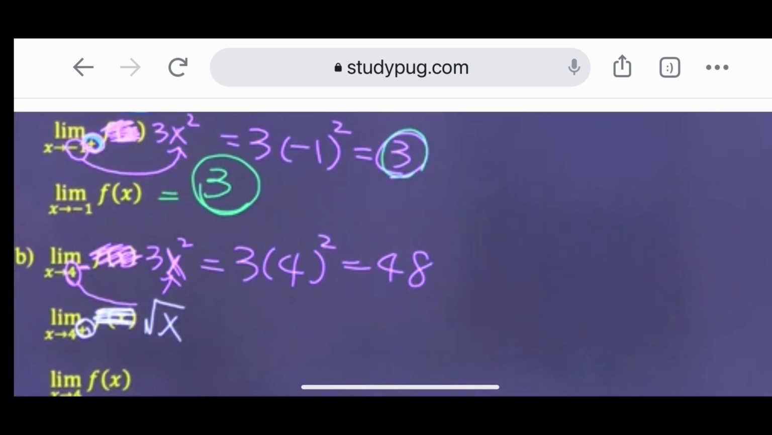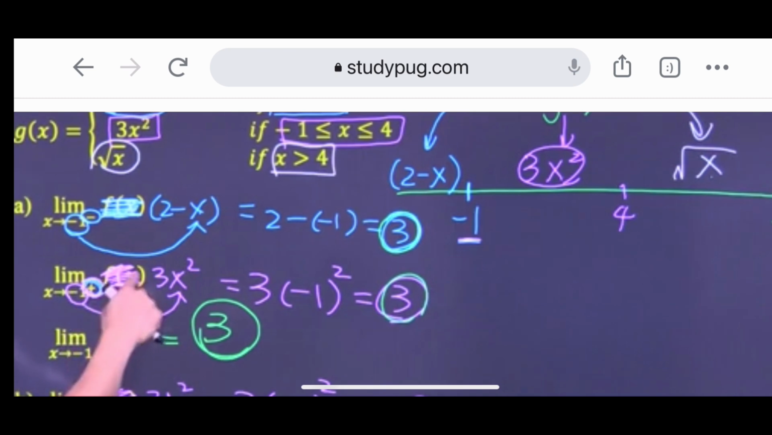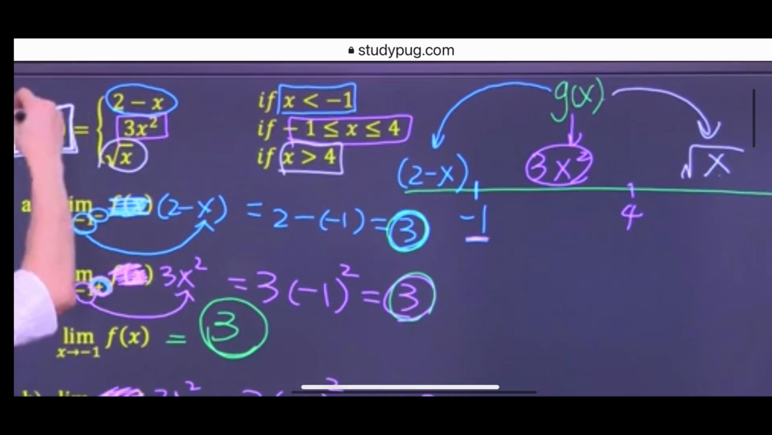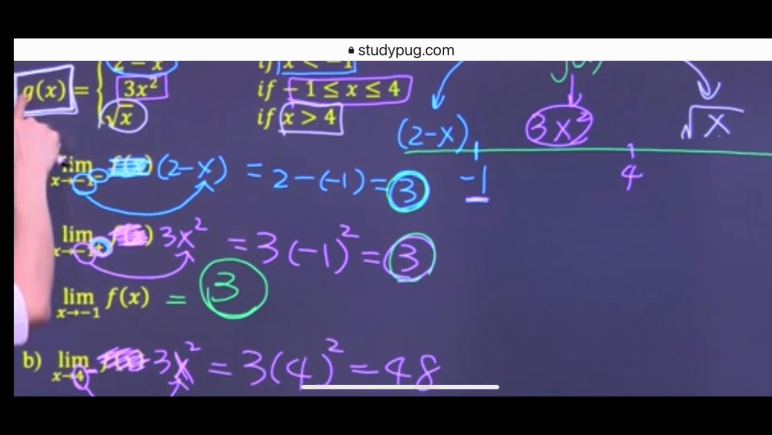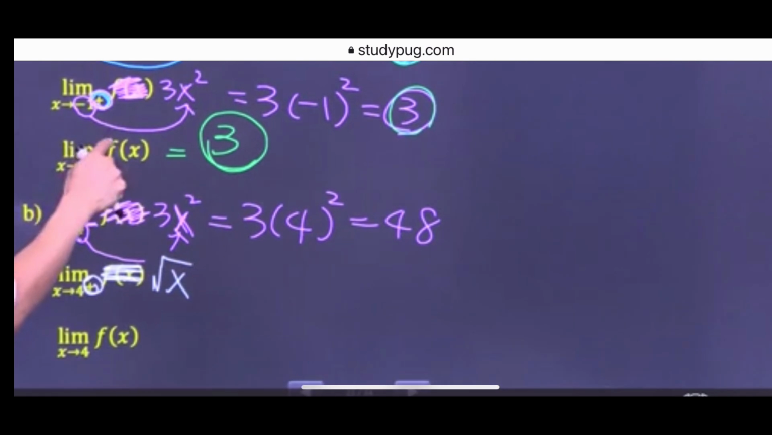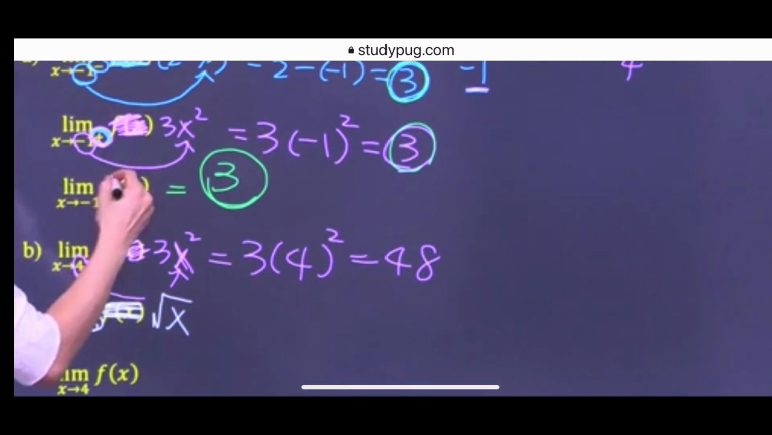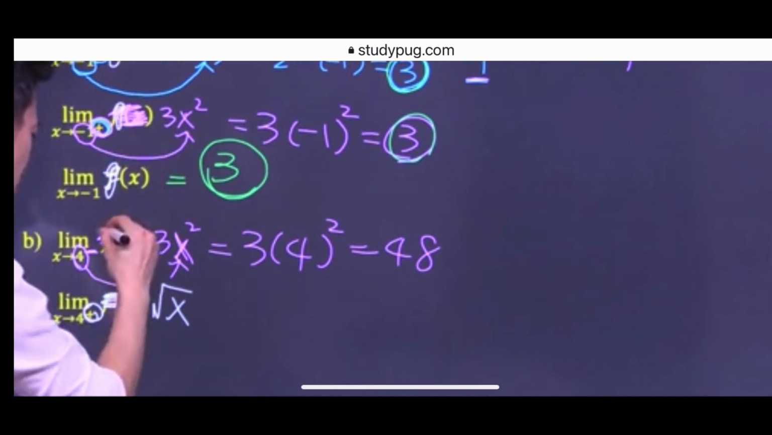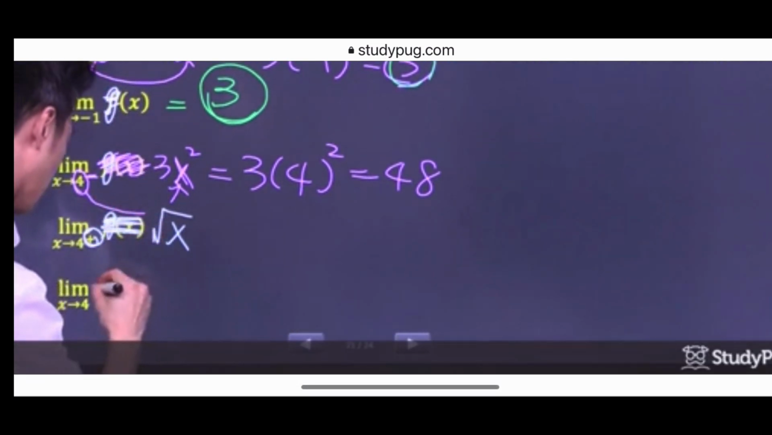By the way, I made a typo there. The function should all be g of x, not f of x, because in this case the function is a g function, not an f function. So just ignore the f. This is all g of x.